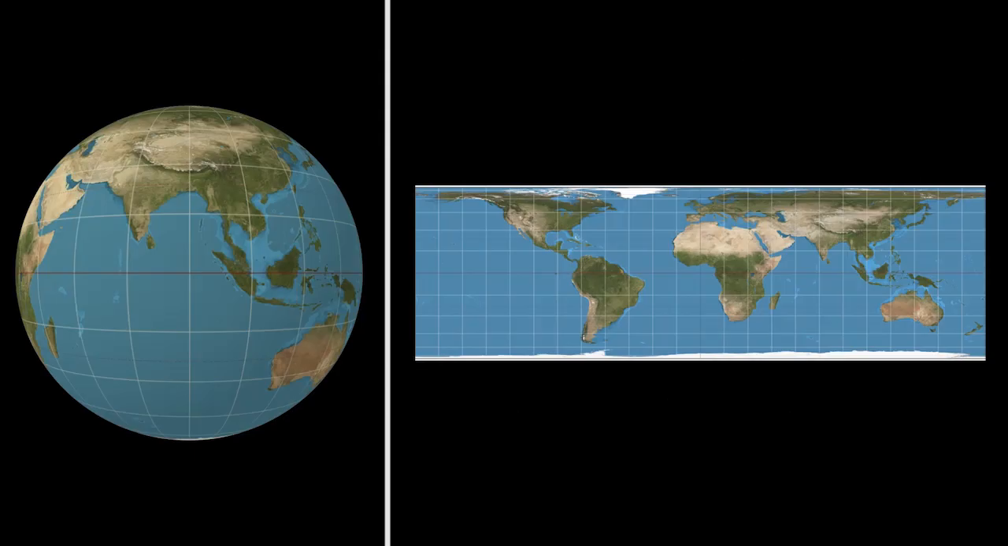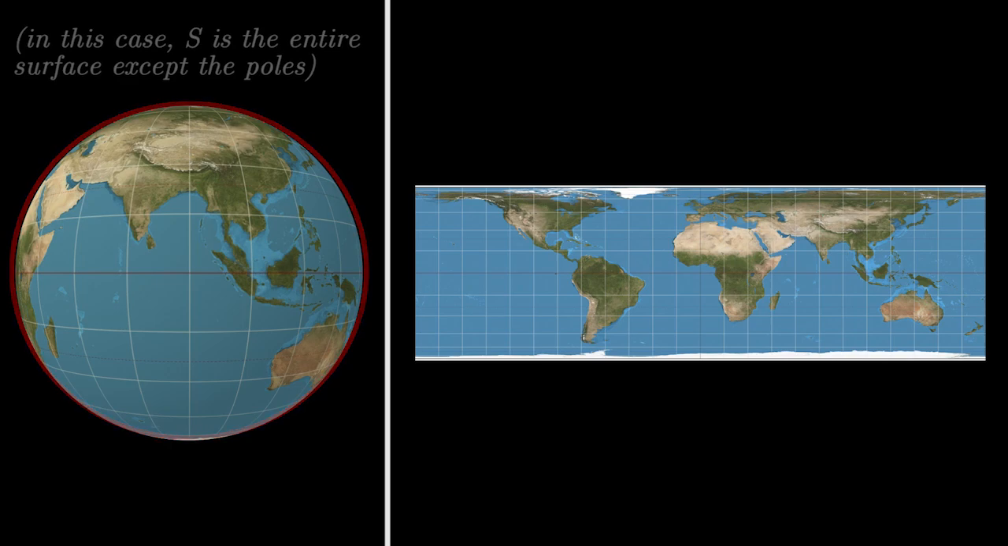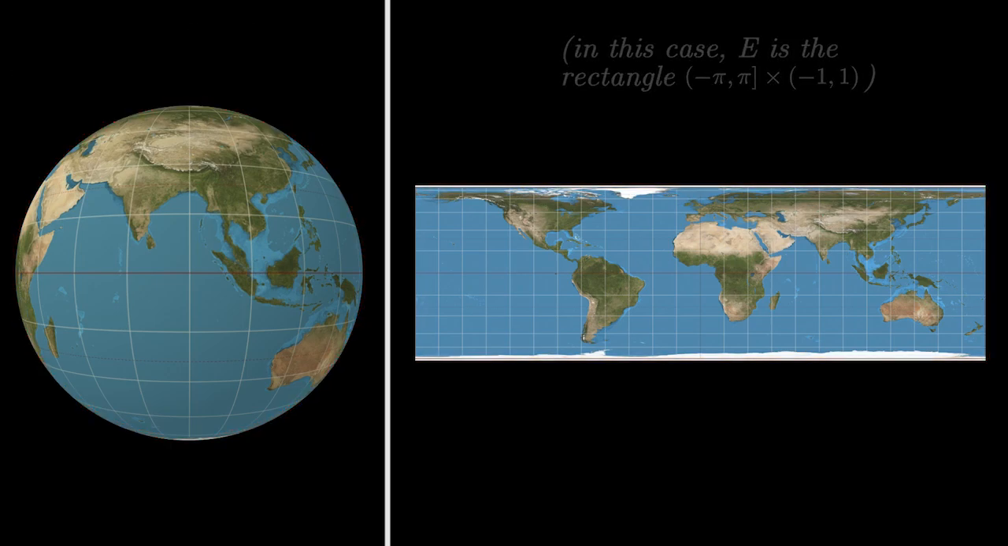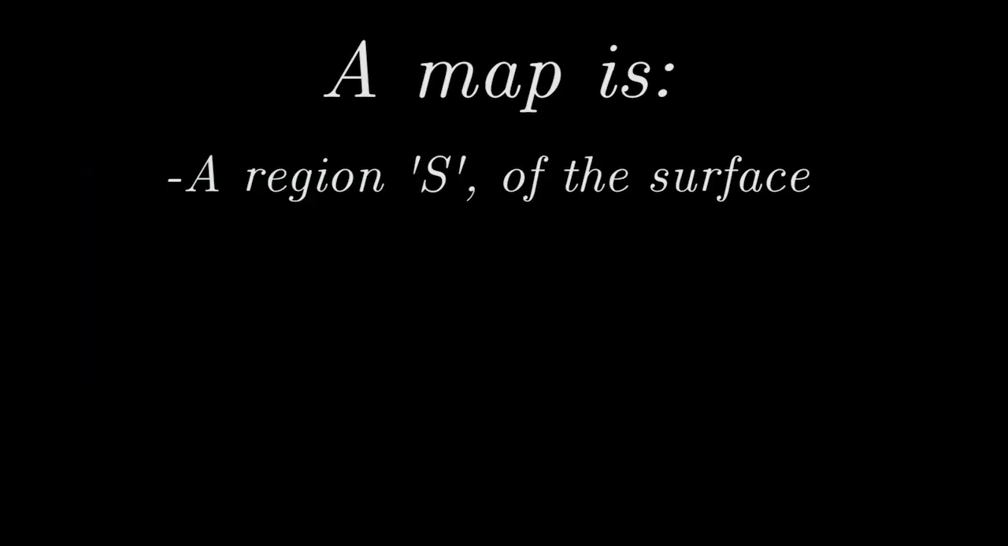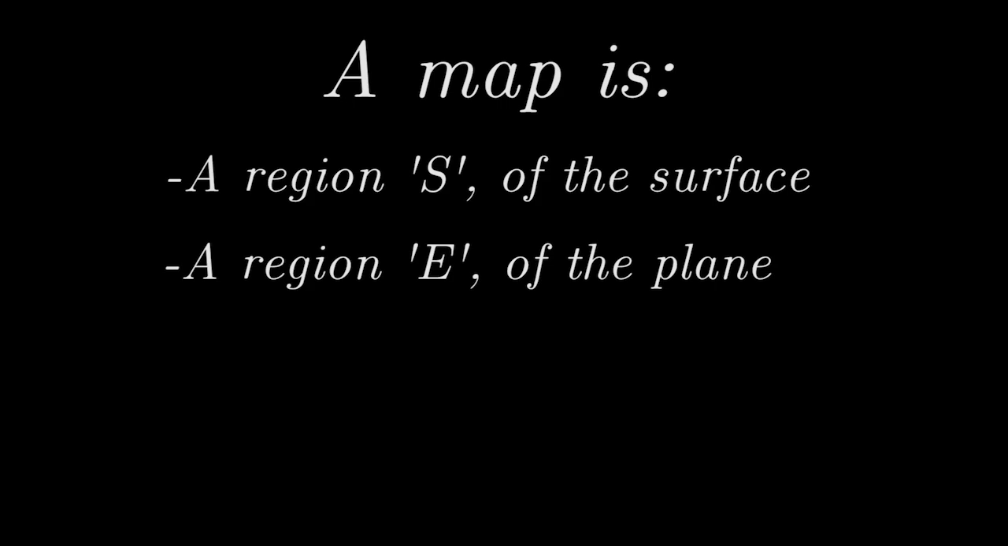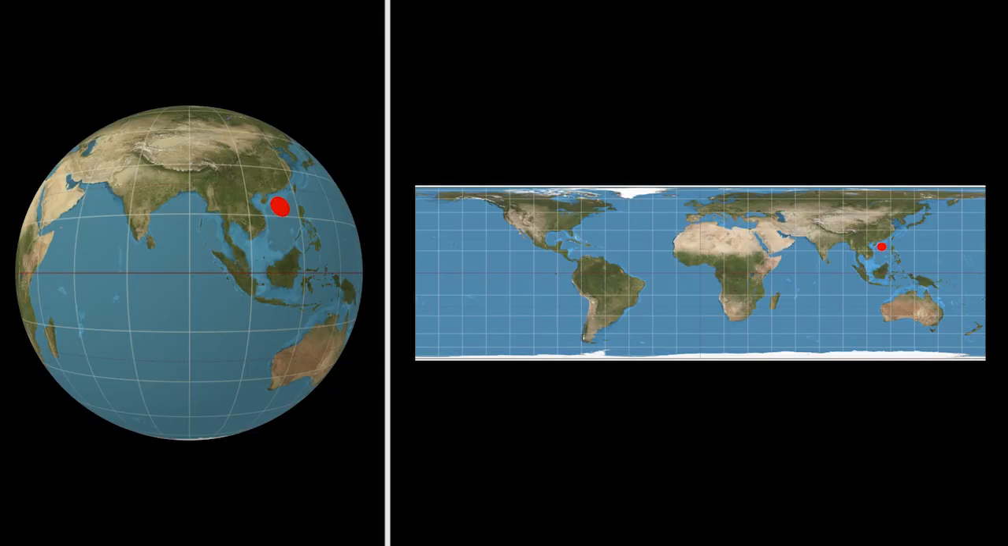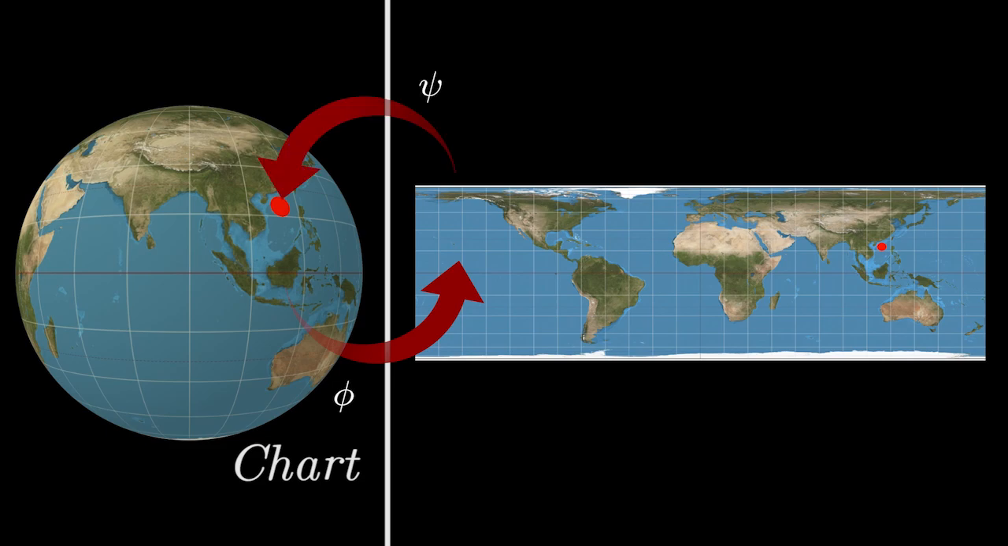Mathematically, a map represents a region S of the surface on a region E of the Euclidean plane. It does so assigning to each point of S a unique point of E. So, mathematically, a map is just a region of the surface, a region of the plane, and a bijective function between them. So, really, because the function is bijective, you have two functions there. A function that takes a point of the surface to the plane, called the chart, and a function that takes a point on the region of the plane and returns the corresponding point on the surface, called the parametrization.